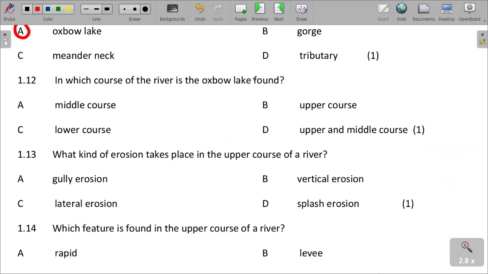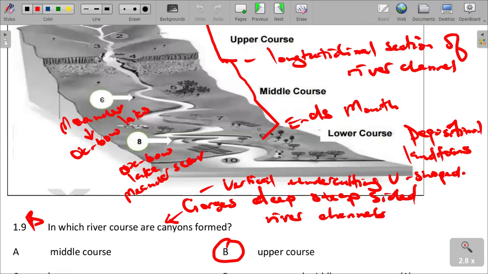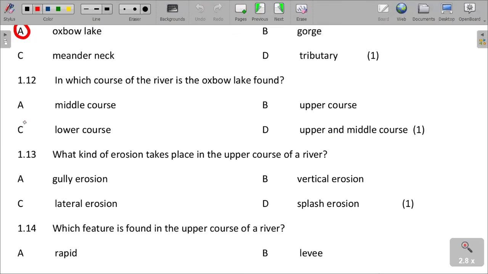And in which course of the river are oxbow lakes found? Oxbow lakes are found on the lower course of the river channel. That's where we find oxbow lakes.